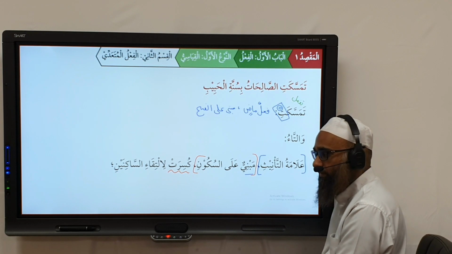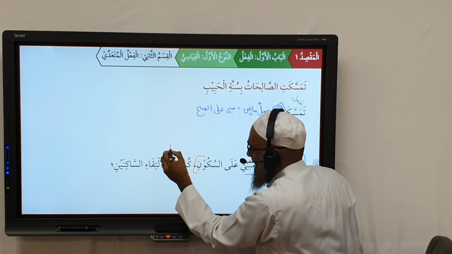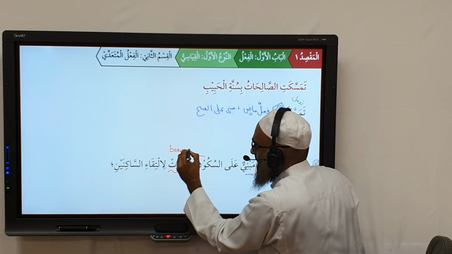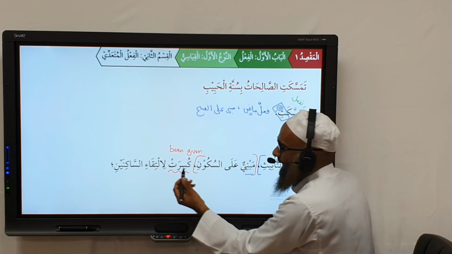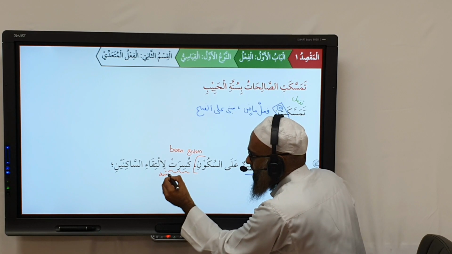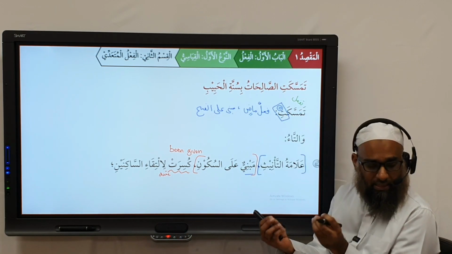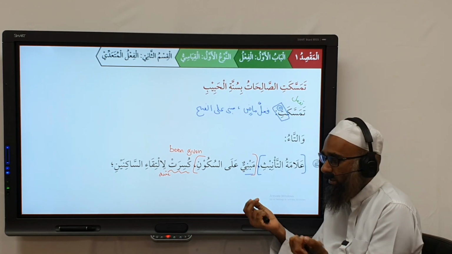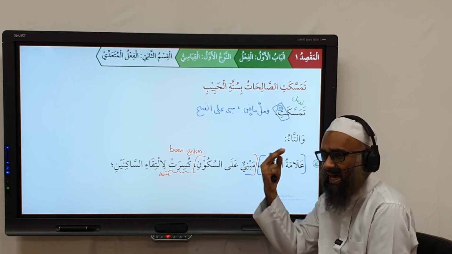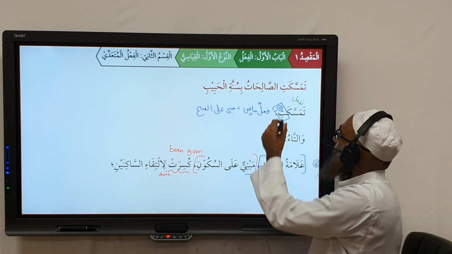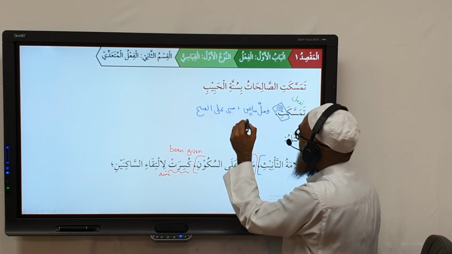It has been given a kasra. Why? Because of iltiqa, from laqiya yalqa, which means to meet. Iltiqa means meeting, coming together, of two sakin. So what is as-salihat really?